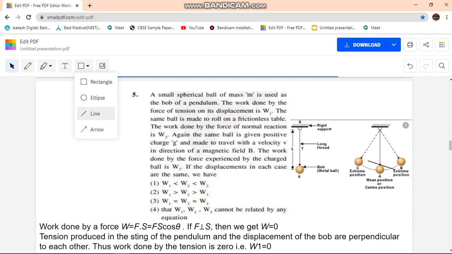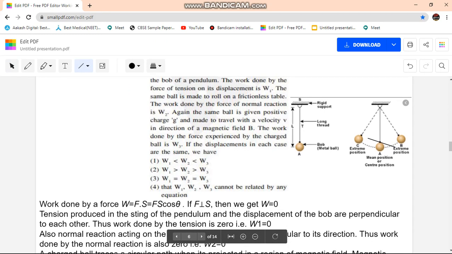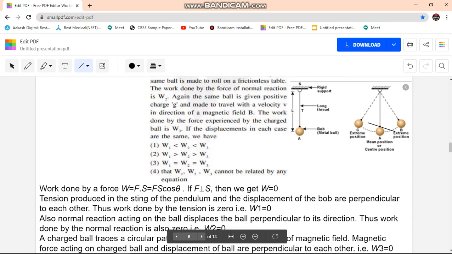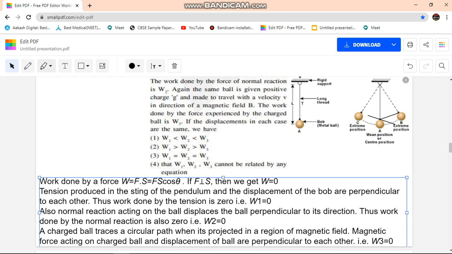So friends, in this, we know work done is F s cos theta, and if F is perpendicular to S, then theta will be equal to 90 degrees and the work done will become 0. So in the first case, tension is produced in the string, and we know that tension is always perpendicular to the motion of the bob. So the work done by tension will be equal to 0.